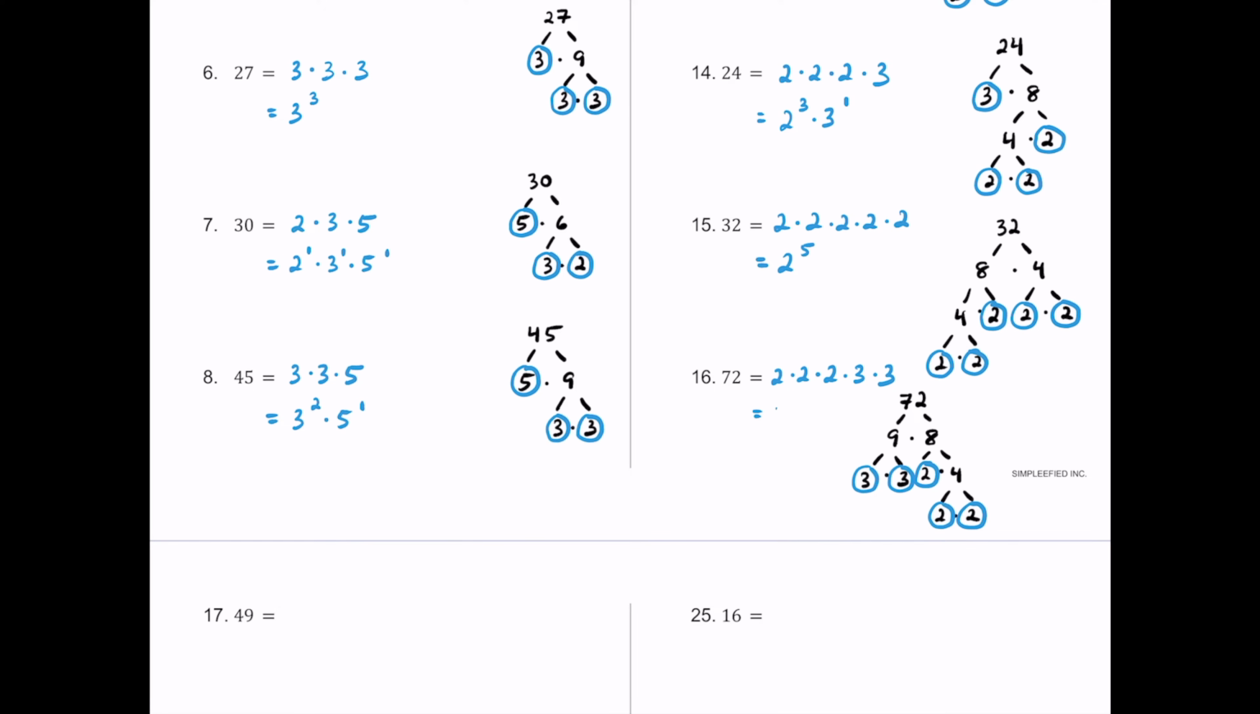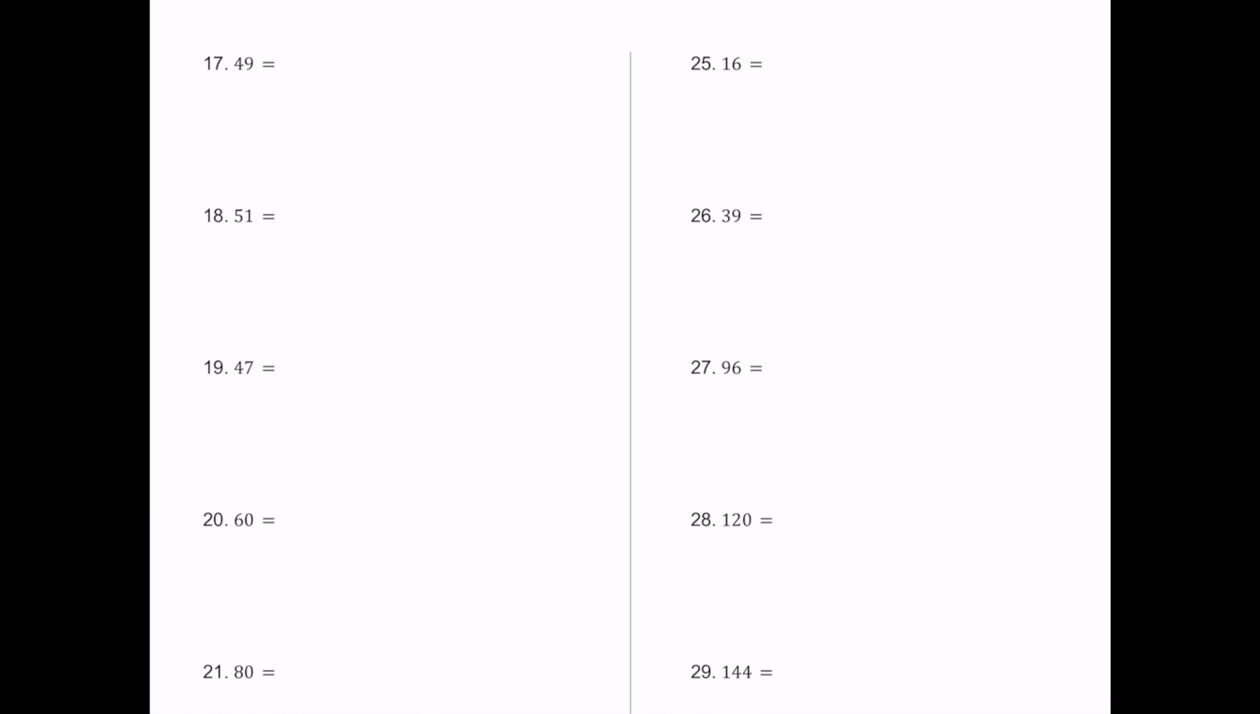Using exponents, we can say this is 2 to the 3rd power times 3 to the 2nd power. Moving on to number 17. For 17, we have the number 49. So let's take 49 and break it down. The only thing I can think of is 7 times 7.